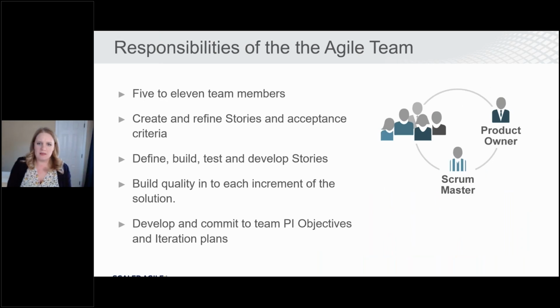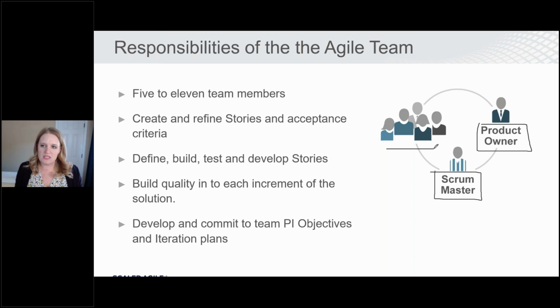Who's on an agile team? Typically, there are 5 to 11 team members that create and define user stories, which are the increments of value that we're going to deliver. They build in quality using agile best practices and built-in quality practices. And they typically contain a Scrum Master, a product owner, and team members. These are usually developers, testers, could be UI, UX, anyone needed on your team to deliver value.